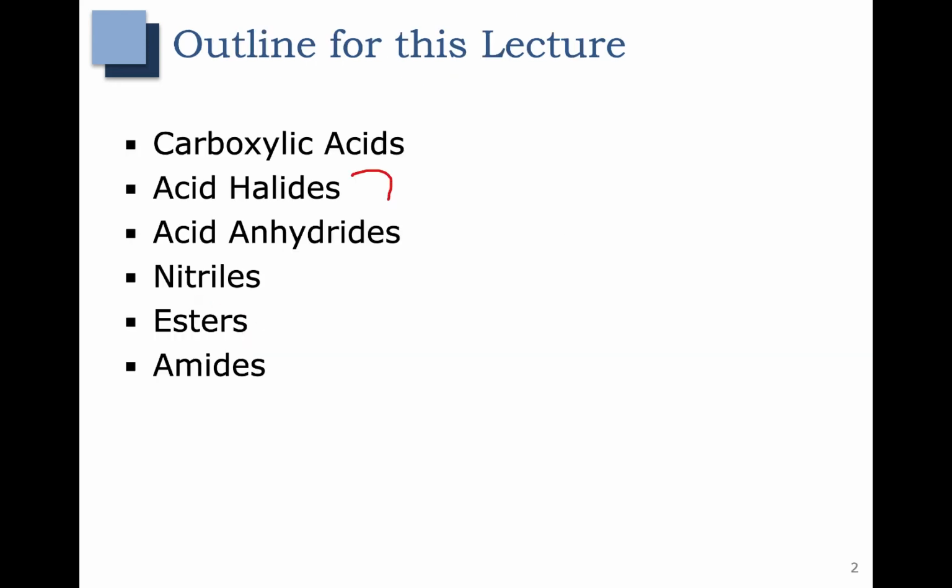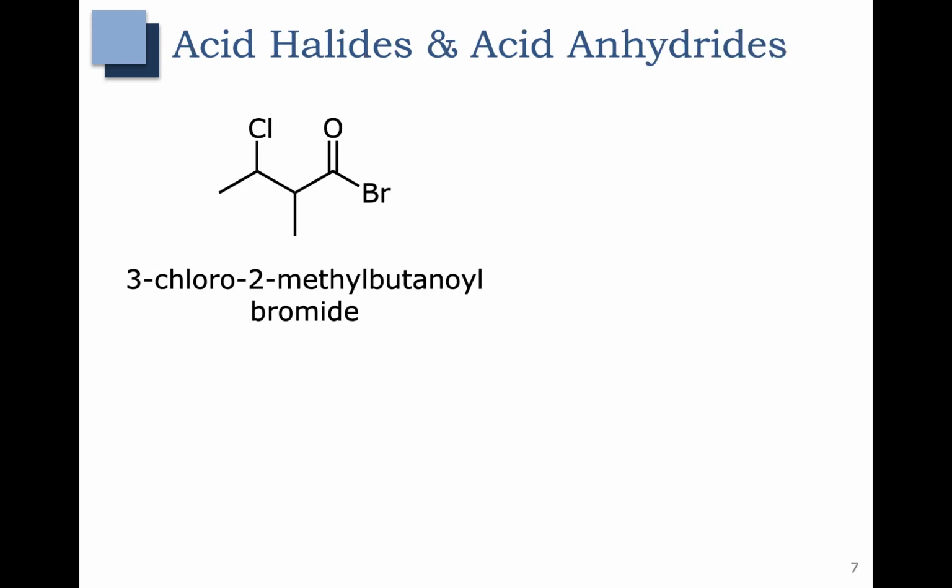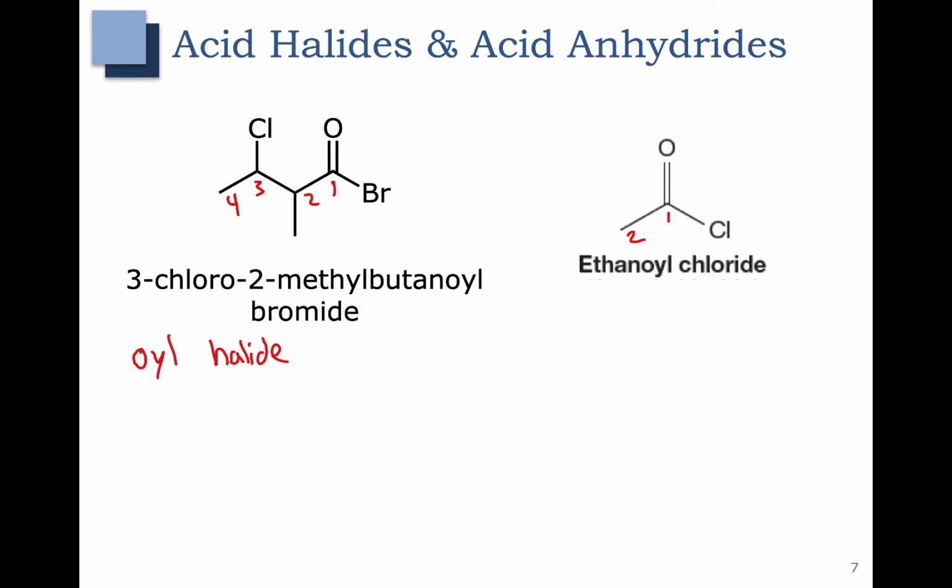Now we're going to talk about acid halides and acid anhydrides. Acid halides have the suffix oyl halide. You can see in this example here, we have a bromide, so it becomes a butanoyl bromide. The 1, of course, has to be on the acid halide with a methyl group at 2 and a chlorine group at 3. Here's another example. 2 carbons, so it becomes an ethanoyl chloride because it's an acid chloride.